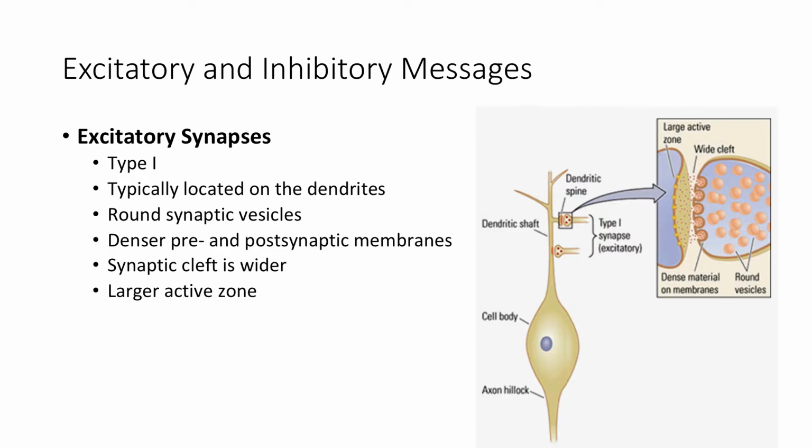So these 2 synapses, they actually differ in location and also in appearance. So let's start off with the excitatory synapse, or we also call that type 1 synapse. So type 1 synapses, they're typically located on the shaft by the dendrites, so here on the shaft, or right by the dendrites. So as you can see, the vesicles inside here that contain all the neurotransmitters, they are a little bit more round. So in the other ones, in the inhibitory synapses, they're a little bit more flat. But here, they're very round, and there are many of them.